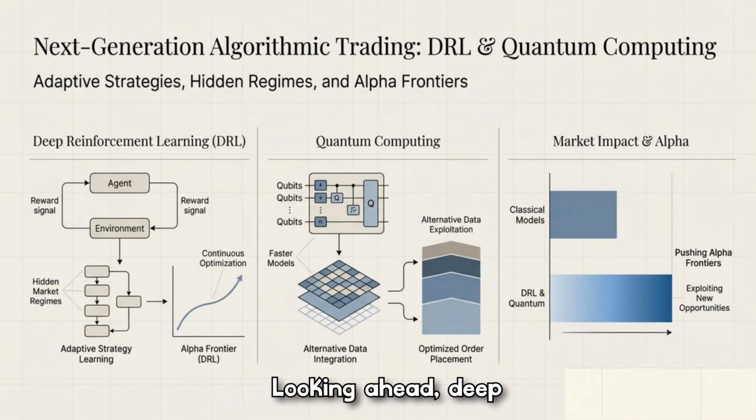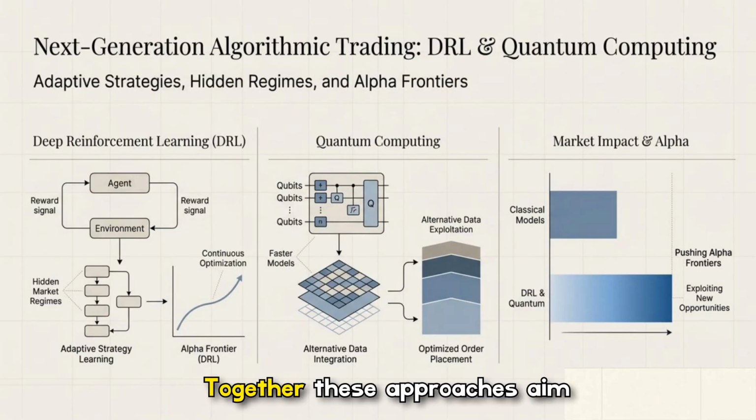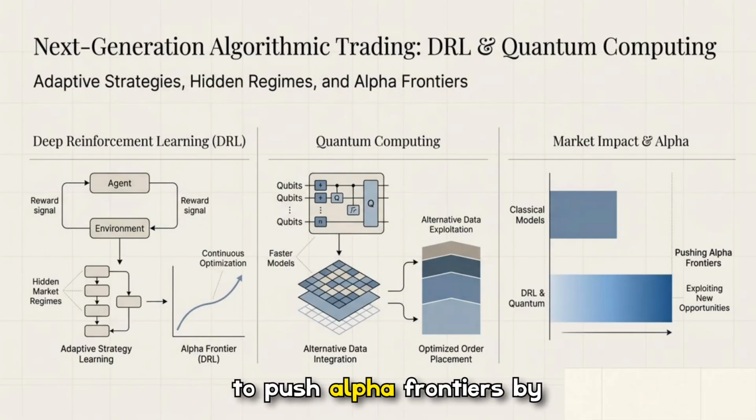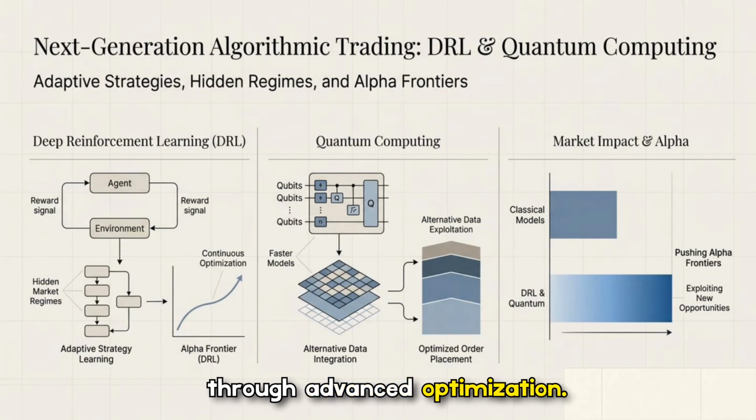Looking ahead, deep reinforcement learning brings adaptive agents that learn hidden regimes and optimize strategies via continuous reward signals, while emerging quantum techniques promise faster models and richer alternative data integration. Together, these approaches aim to push alpha frontiers by exploiting new opportunities and improving order placement through advanced optimization.